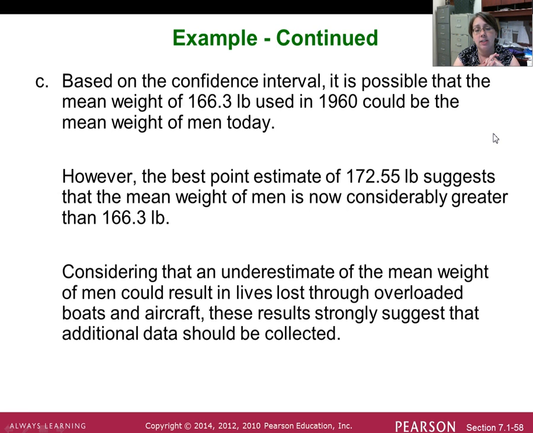Considering that an underestimate of the mean weight of men could result in lives being lost through overloaded boats and aircraft, these results strongly suggest that additional data should be collected. Probably should look and see if there is a better estimate or a larger sample we can base the estimate on. Okay? So that's what you can conclude from building a confidence interval for population mean.